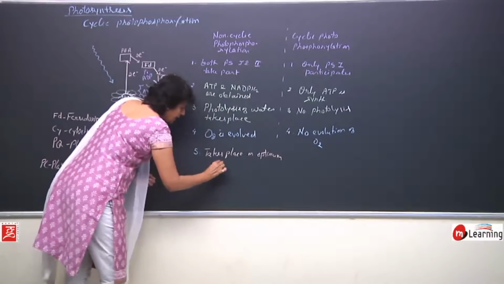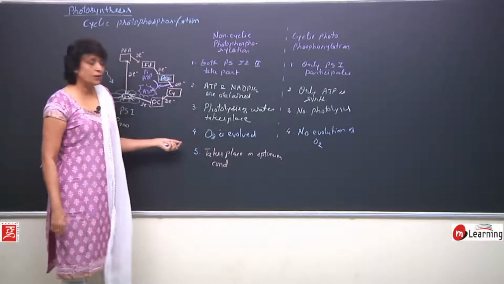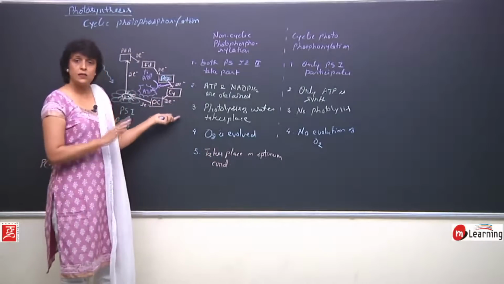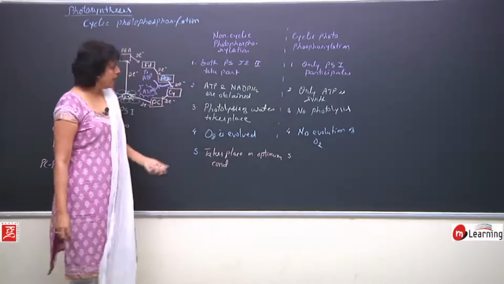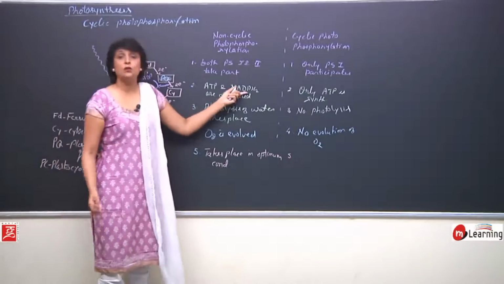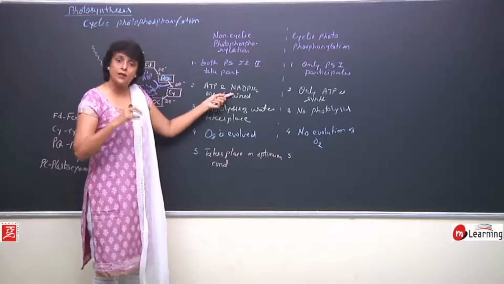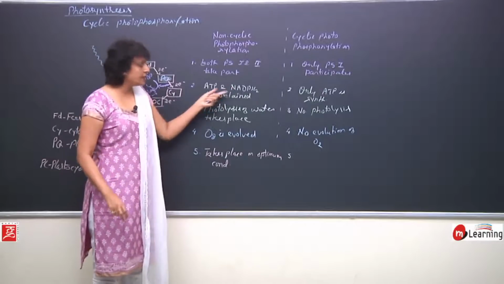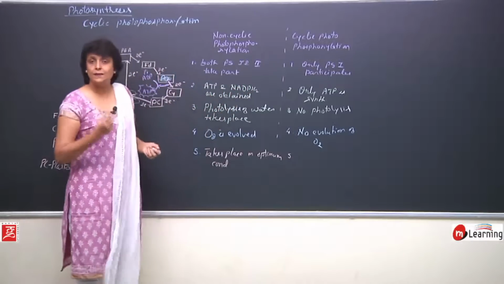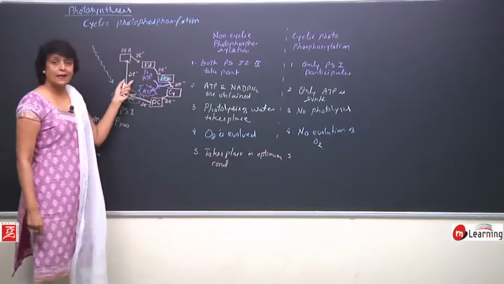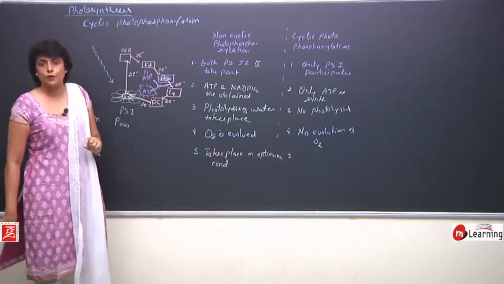It takes place in optimum condition. That means carbon dioxide concentration, temperature, everything is optimum. Whereas the cyclic one takes place when this NADPH2 accumulation is more. So, if its utilization is less and it keeps on accumulating, then as both these things are required for the dark reaction to take place, if only one thing is accumulating, the other thing which is required is ATP. So, in this cyclic one, as only ATP is synthesized, then in that situation only cyclic photophosphorylation will take place.